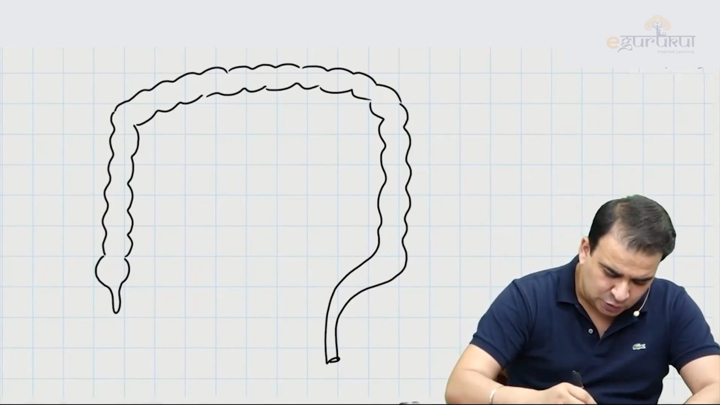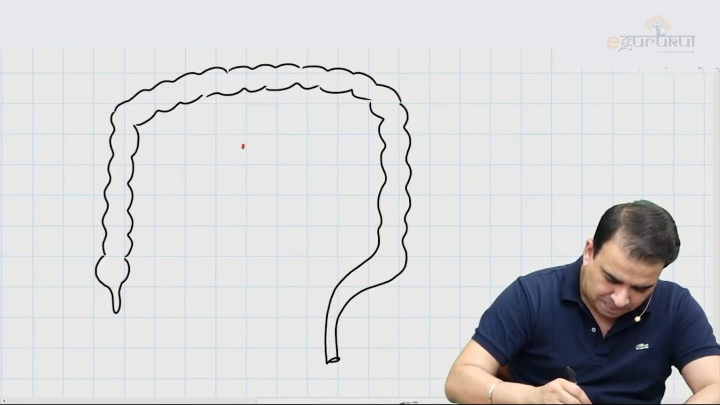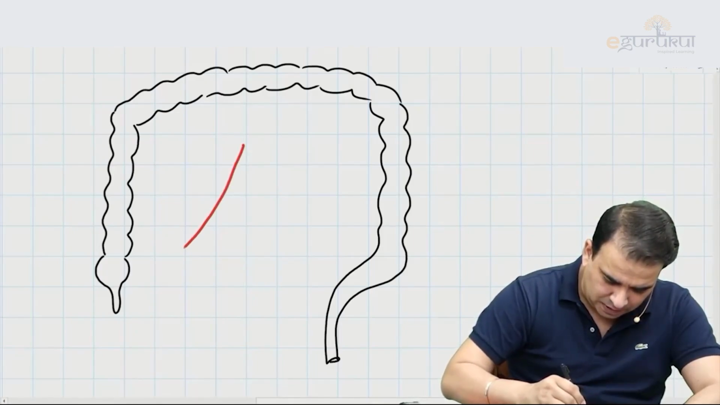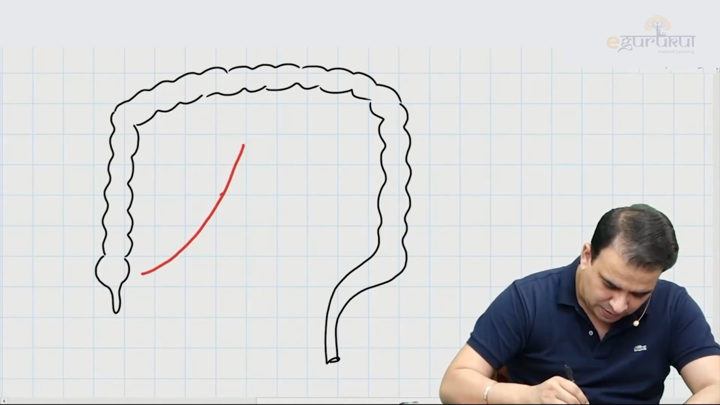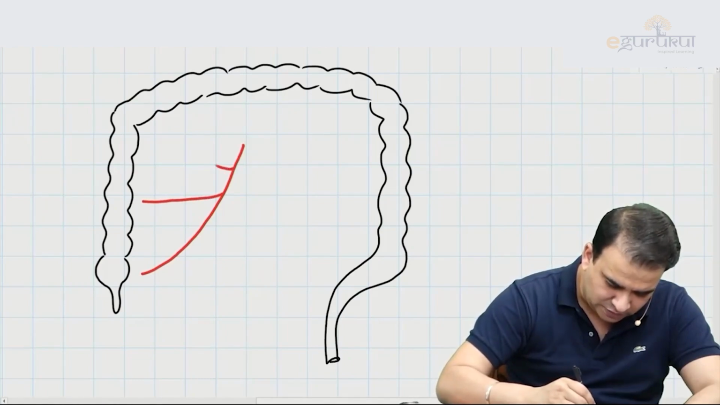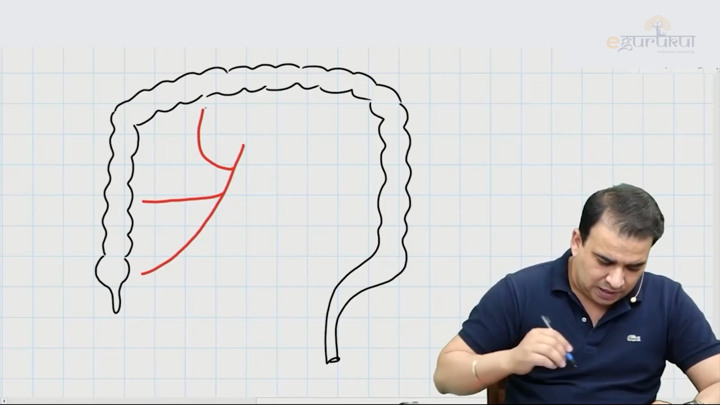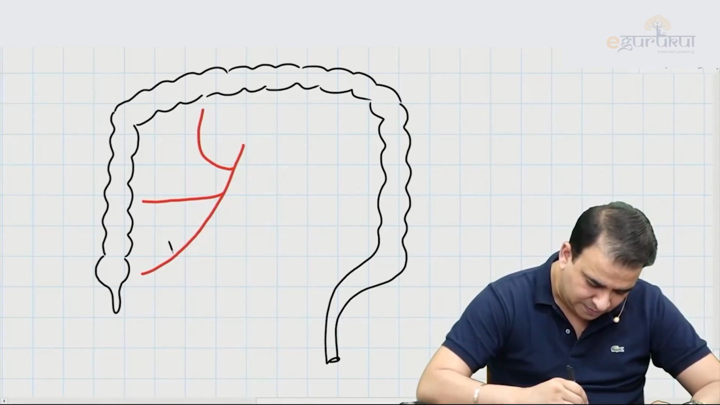Guys, look at the superior mesenteric artery. We said if this is a superior mesenteric artery, it will give off the ileocolic artery. It will give off the right colic artery, and it will also give off this middle colic artery. As I said, I'm just looking at the major branches here. Ileocolic artery. I'm just writing IC. Ileocolic artery.